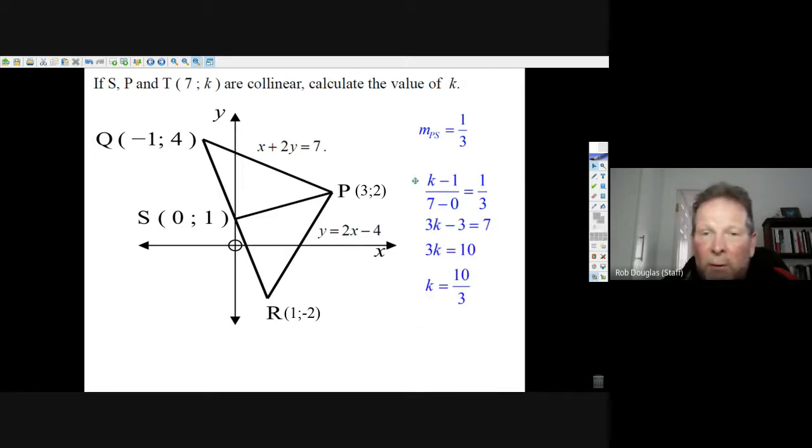And that's all we do. 3 times K minus 1, 7 times 1 on the top. Add 3, you get 10, and then divide by 3, you get K equals 10 over 3. So the key thing is, look, if they're collinear, they must have the same gradient, and then just make the gradient formula go K minus 1 over 7 minus 0 equals this 1/3. Cross multiply, add the 3, divide by 3, and you get your answer for K.